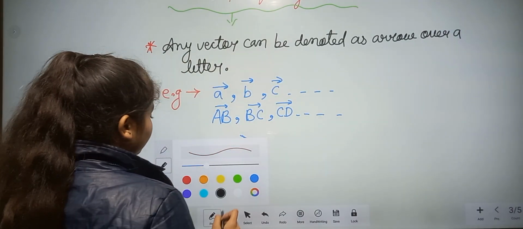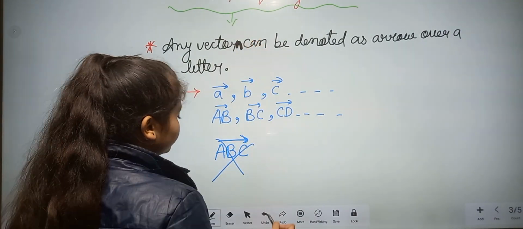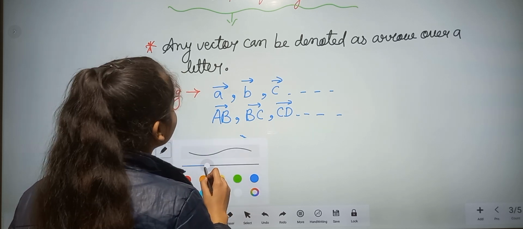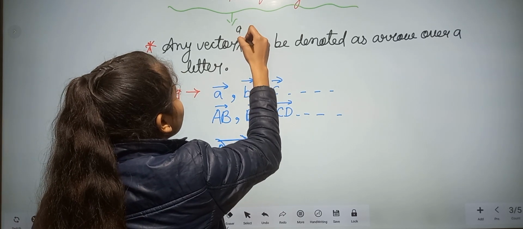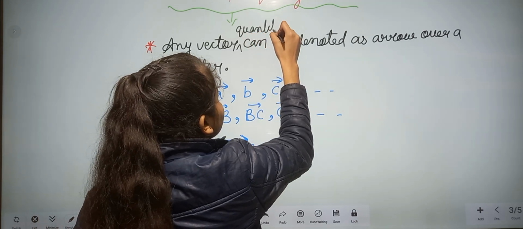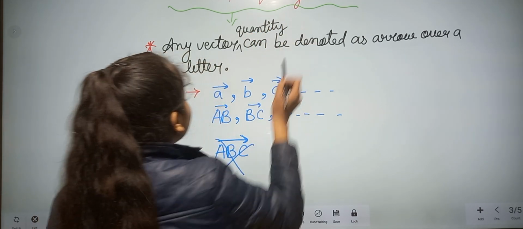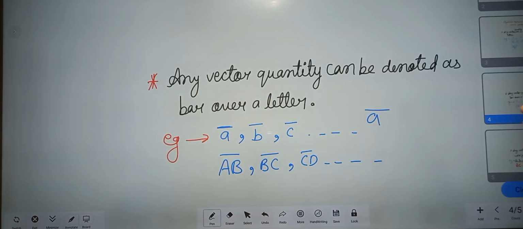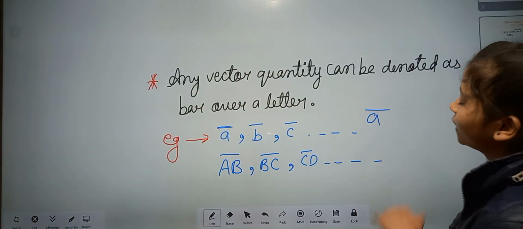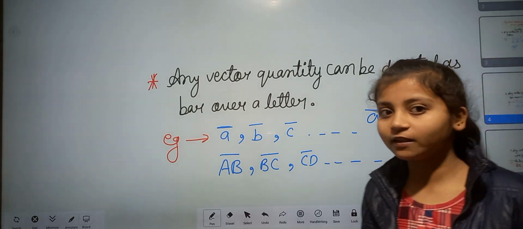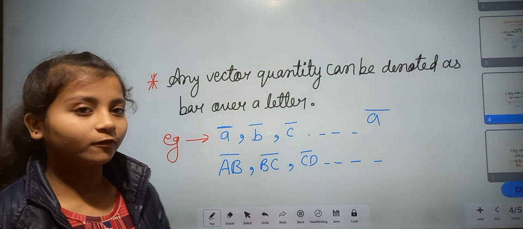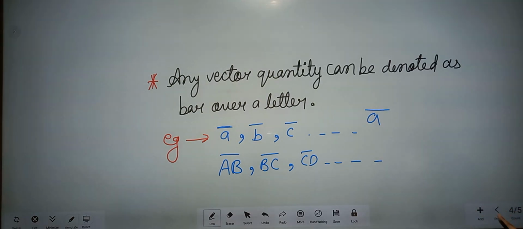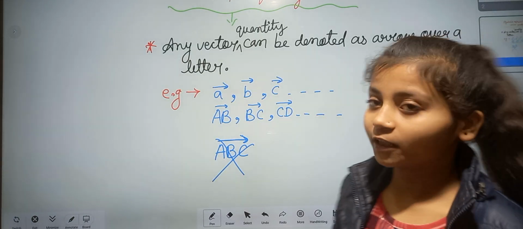Any vector quantity can be denoted as an arrow over a letter, as a bar over a letter, and with the help of a bold face letter. There are three methods to denote any vector quantity.